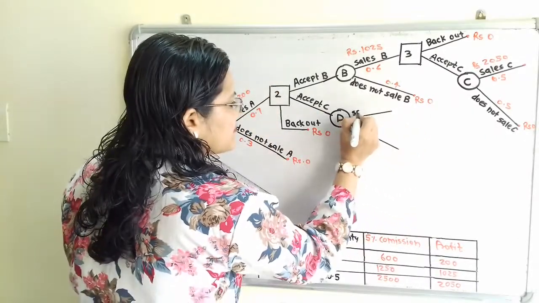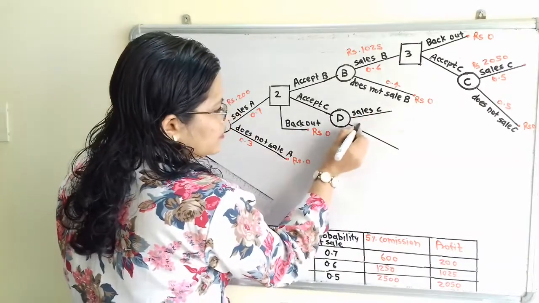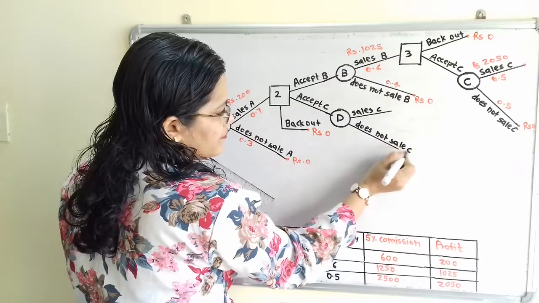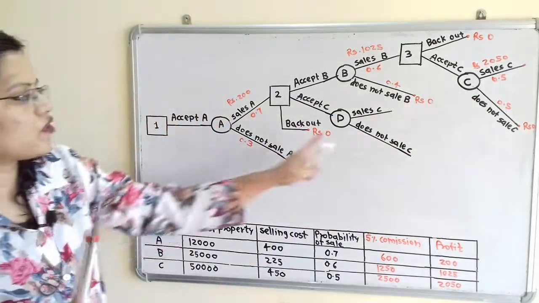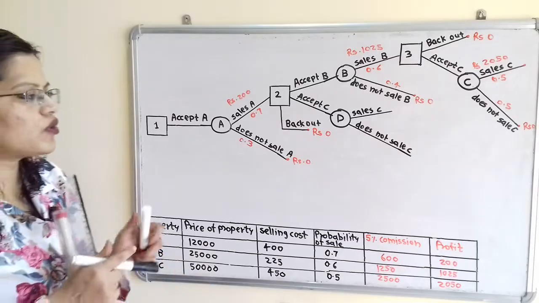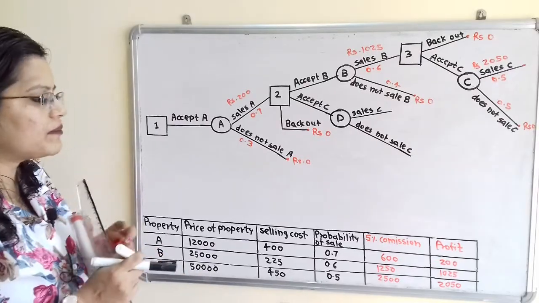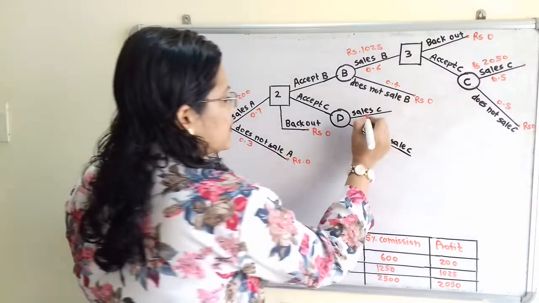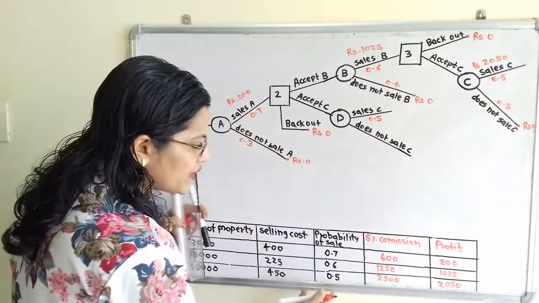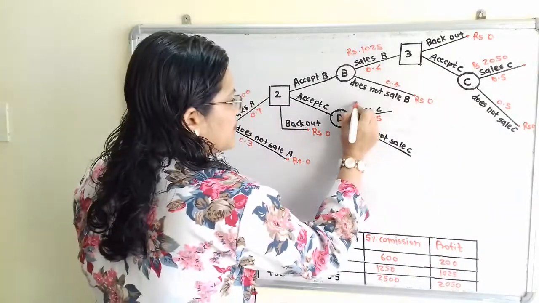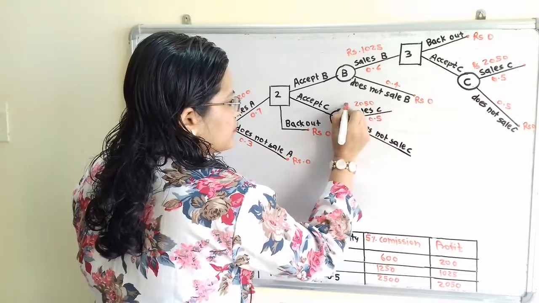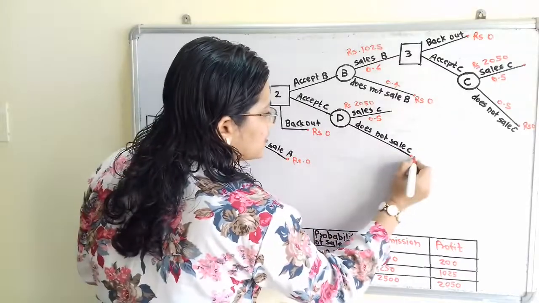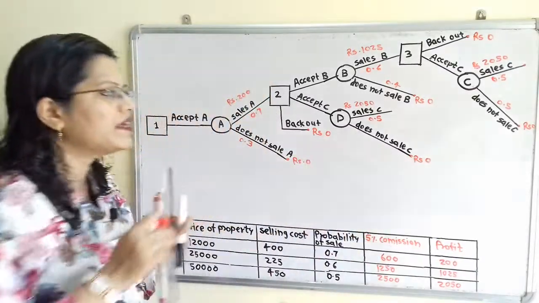sells C and does not sell C. That is, this property C will not be sold by him. When he sells the property C, what will be the probability? The probability of selling is 0.5. So I will mention here 0.5, and also he will get the profit of 2050 rupees. So we have to mention this profit also. And if he is not selling C, then there is the outcome of rupees 0, and this will be a terminal branch.